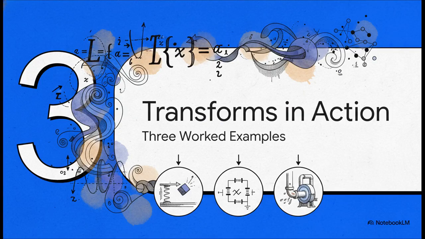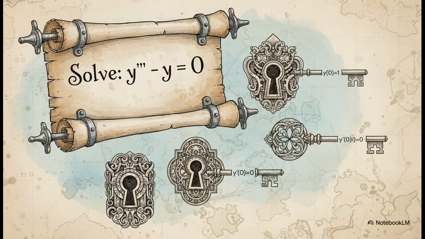Theory is cool and all, but let's see how this actually plays out in practice. We're going to walk through 3 different examples that really show off just how powerful and versatile this formula is. First up, a classic third-order initial value problem. We've got the third derivative of y minus y equals 0. And since it's a third-order equation, we're given all 3 initial conditions we need to get the job done: y of 0, y prime of 0, and y double prime of 0.